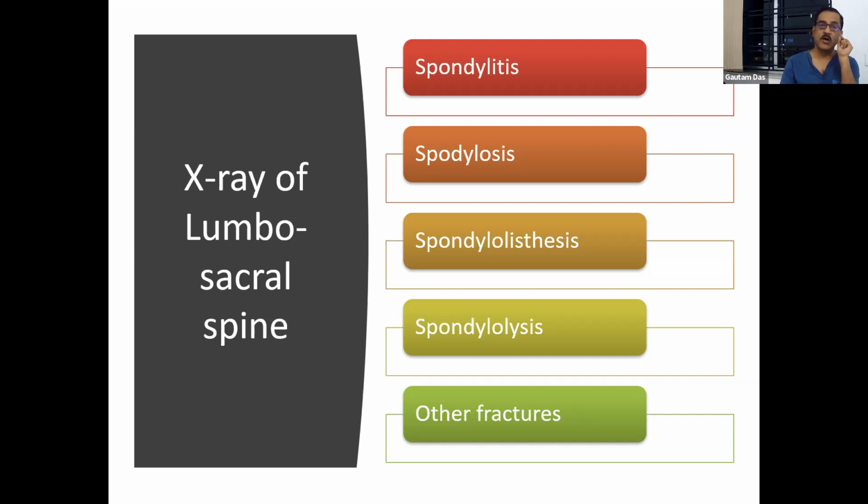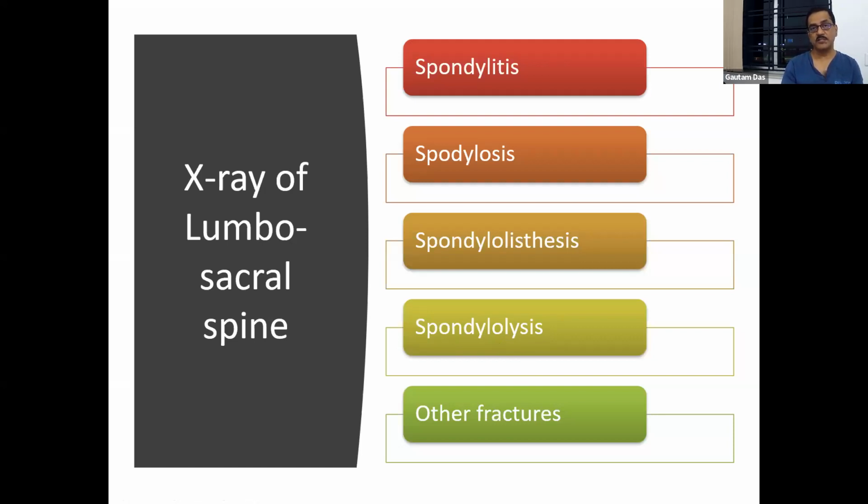So listhesis is not possible unless one of two things happens. One is a gross degeneration of the facet joint, with the ligamentous capsule of the facet joint lax. The second is if there is a pars fracture. If the pars interarticularis is fractured, then also listhesis is possible. Otherwise, listhesis is not possible. This fracture of the pars interarticularis is called spondylolysis. So that is another reason for spondylolisthesis.